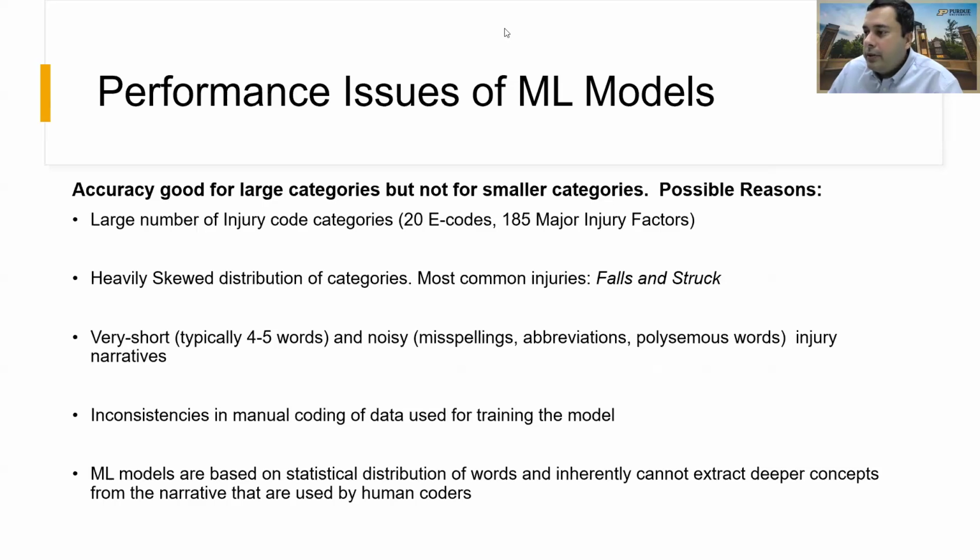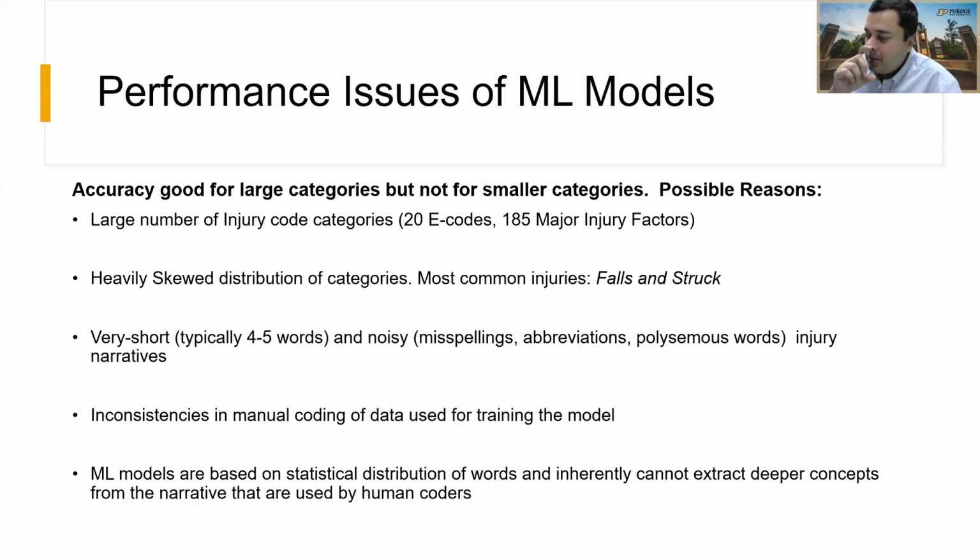So we talked about the large number of injury code categories and the heavily skewed distribution of categories. There are other issues: these injury narratives are typically very short, 4 to 5 words, and they are noisy. They are not written in proper English. They use some abbreviations. There are words that mean different things in different contexts. For example, the word back could mean the back of a person, or it could mean a location, that the person was standing in the back of the car when the car was moving backwards. Those things make it challenging for machine learning models to understand and accurately predict the cause of injury based on the input words.